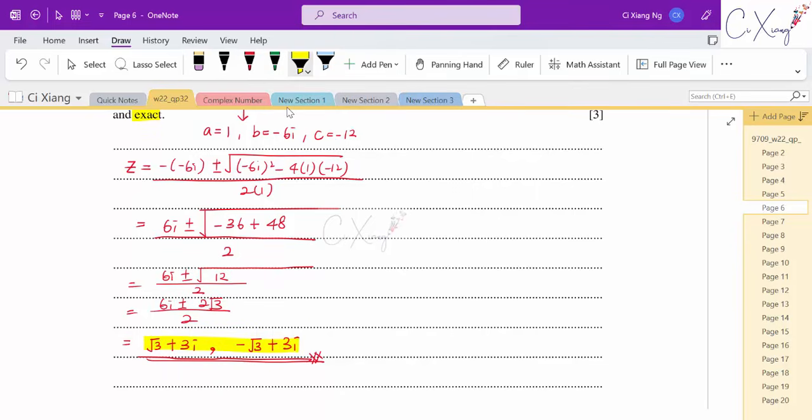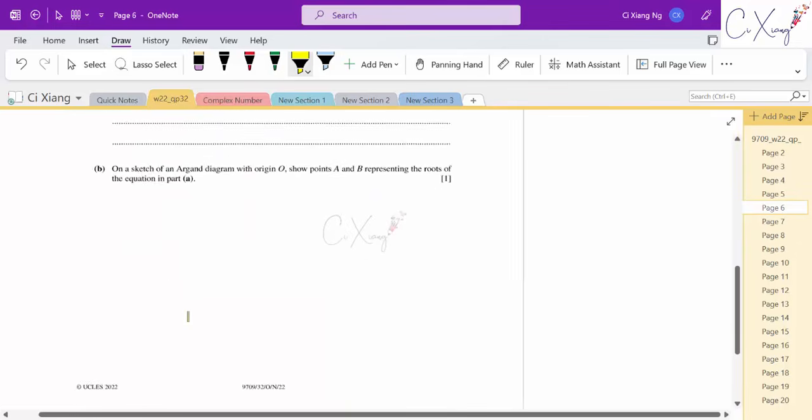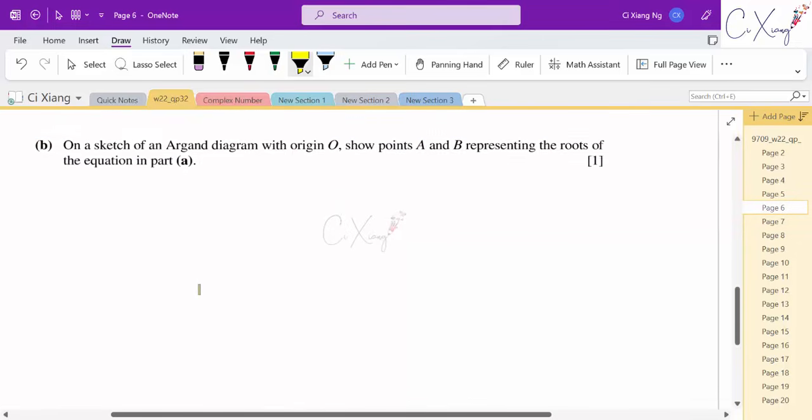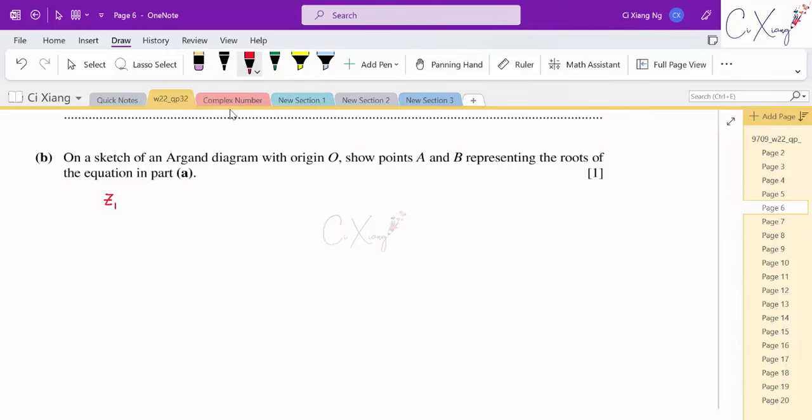Okay, so let's proceed to question number B. On a sketch of an Argand diagram, with origin O, they want us to show point A and point B representing the roots of the equation in part A. So let's say root number 1 is equal to square root 3 plus 3i, and root number 2 is negative square root 3 plus 3i.